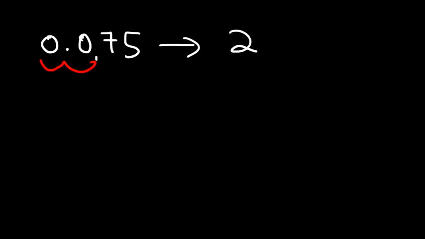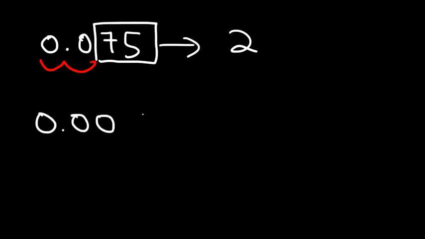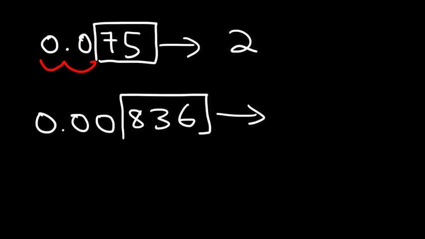Now what about the zeros to the left of a number, like this 0.075? Are these zeros, the leading zeros, significant? Leading zeros are never significant, so there are only 2 significant figures, the 7 and the 5. So let's say we had 0.00836, only these 3 numbers will be significant.